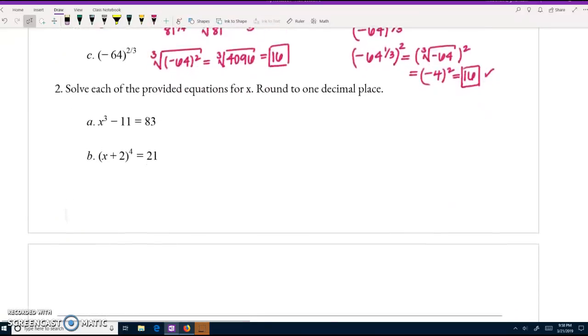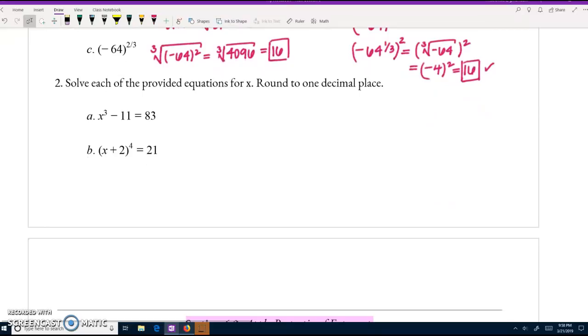Then in problem number 2, we're going to be solving some equations for x, and these are ones that looked really fantastic on our quiz, so these ones should still feel pretty easy in review. If you look at A, you have x cubed minus 11 is equal to 83. The first thing that we want to do here is to add over that 11, and we're going to get 94 when we do that.